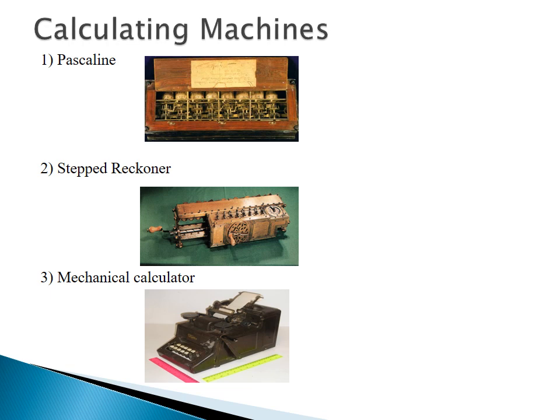Next point of the lesson is calculating machines. The machines which are used to perform various mathematical calculations like addition, subtraction, multiplication and division are called calculating machines. First machine is called Pascaline machine, which was developed by the scientist Blaise Pascal. Second one, step reckoner, and third one is a mechanical calculator.